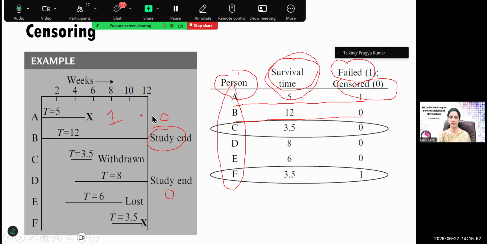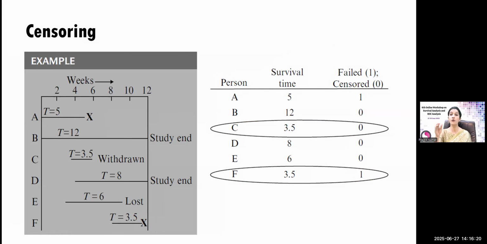So this first individual, since the event happened, is 1. And for the last individual, also the event happened, that's why it is 1. For the rest of the people, all these 4, since the event did not happen, either there was a loss to follow up, the individual withdrew himself, or the study ended, that's why all these cases are labeled as 0. So this is how you have to arrange the data.